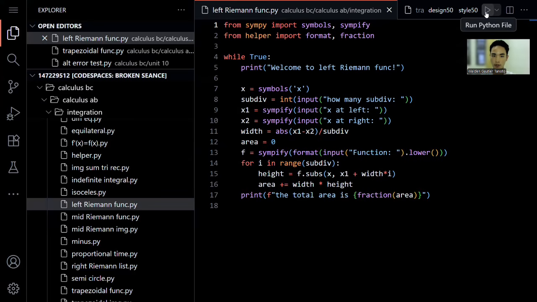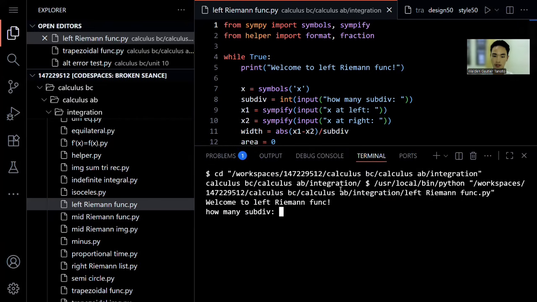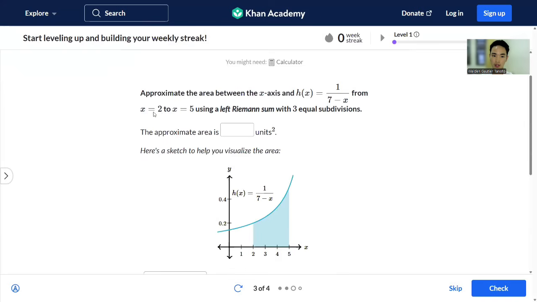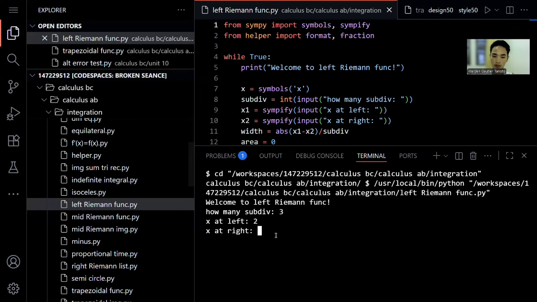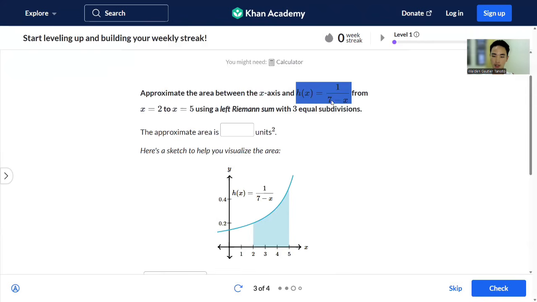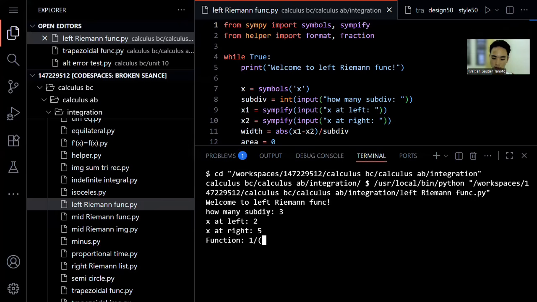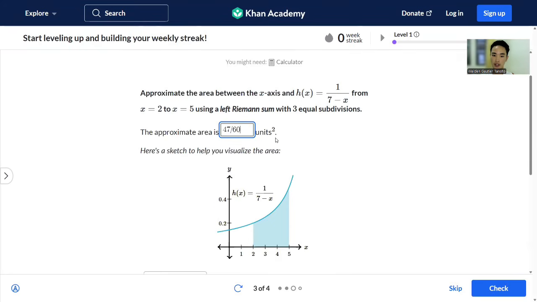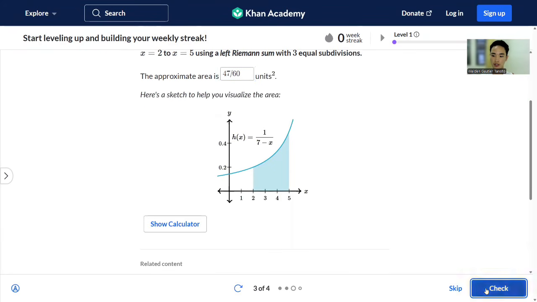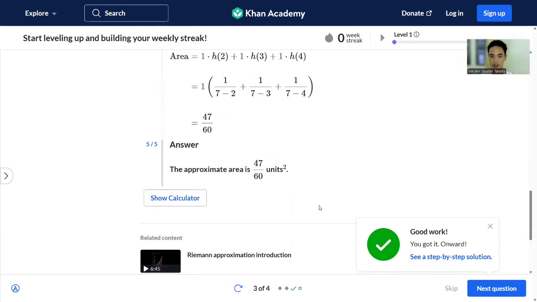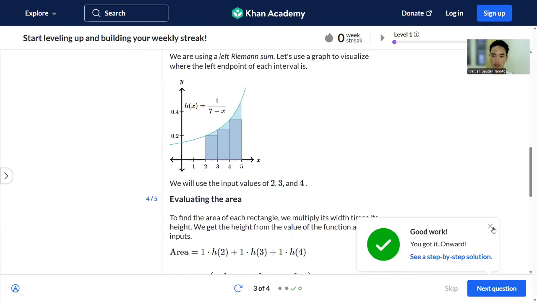Now I'm going to prove the left Riemann function. 3 equal subdivisions. X at left is 2. X at right is 5. And then the function is... the total area is 47 out of 60. And let's see if it's correct. Yay, it's correct again. This is how they solve it manually.